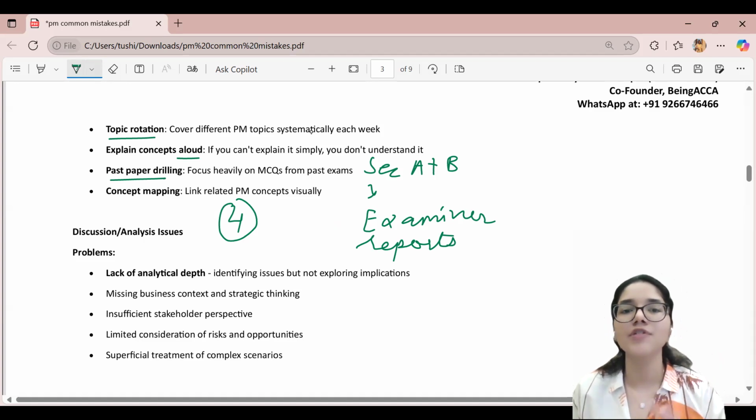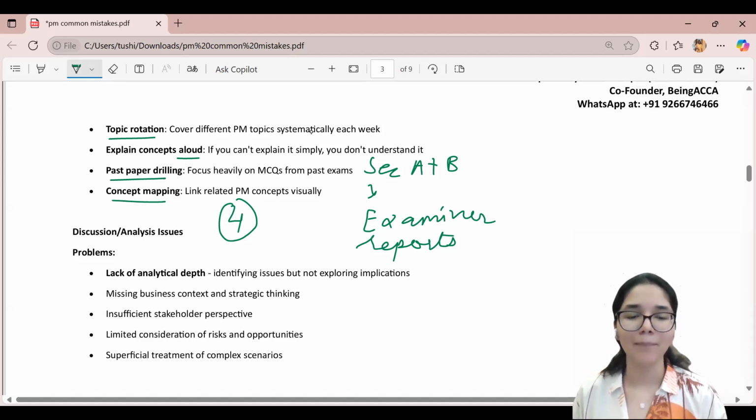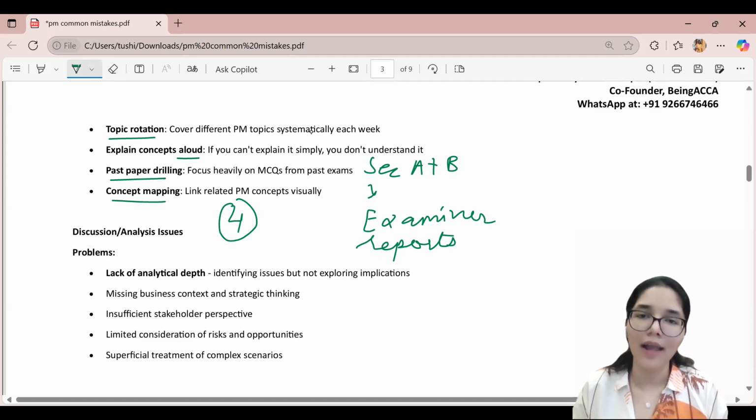But this is something which is very important, particularly if you want to improve your score in section A and B. Another thing that you can try is concept mapping. So a lot of students may be benefited by this. Some of the students may not be. So this is completely subjective. If this works for you, go ahead with it.